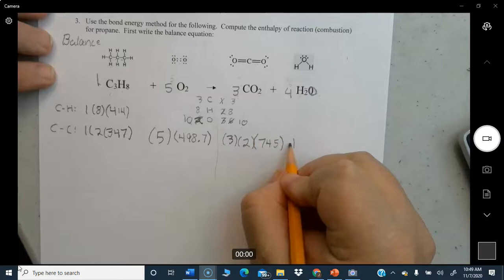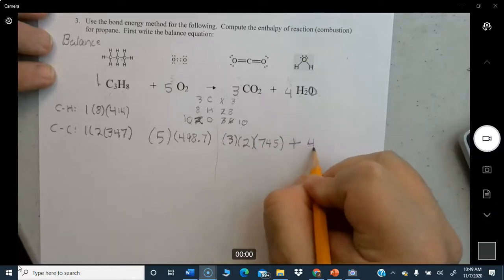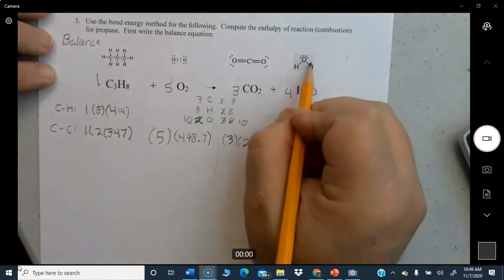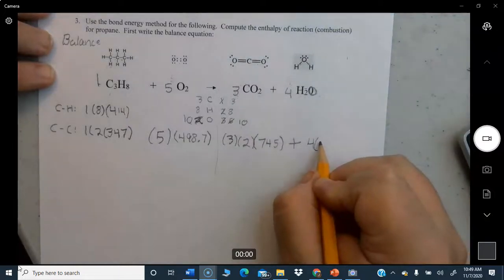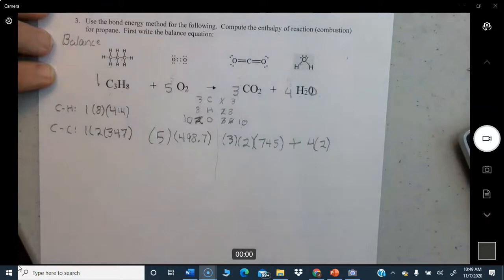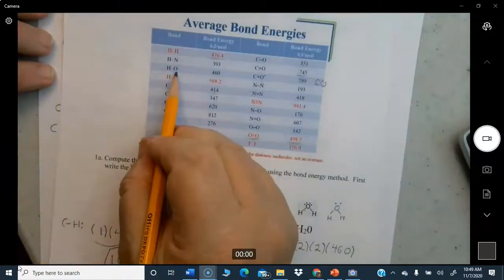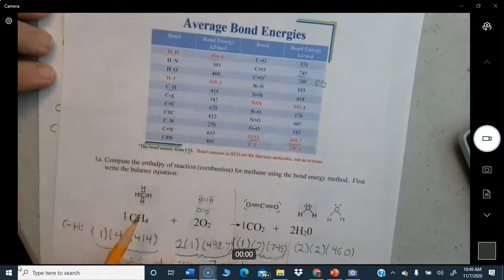And finally, water. We have 4 molecules. Each molecule has 2 hydrogen-oxygen bonds, single bonds. So that's 2 per molecule. And that number, again, is 460 rather. Yeah, 460.